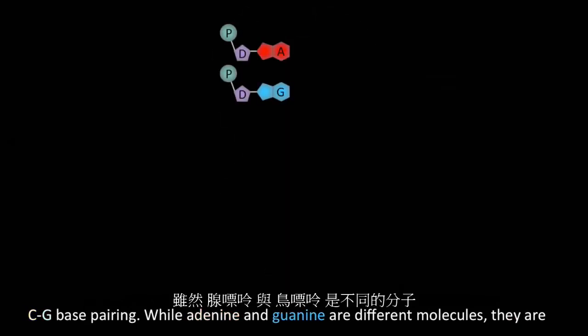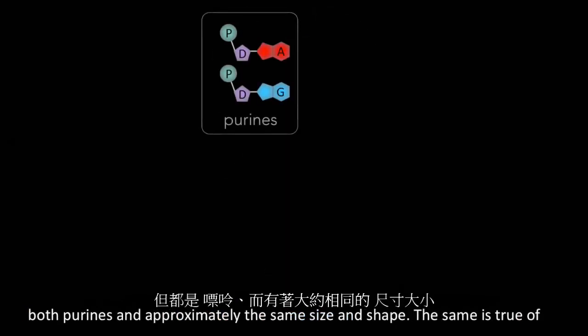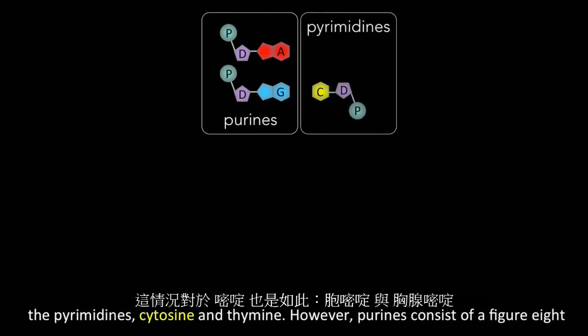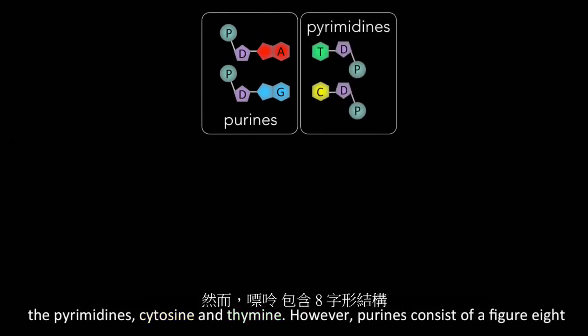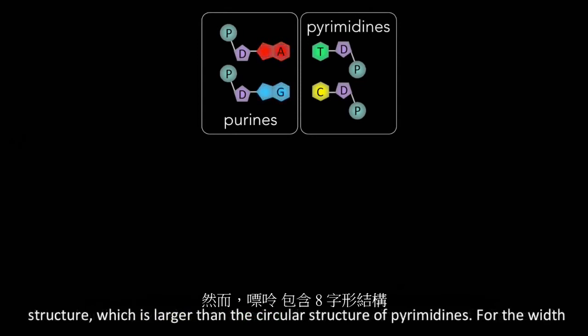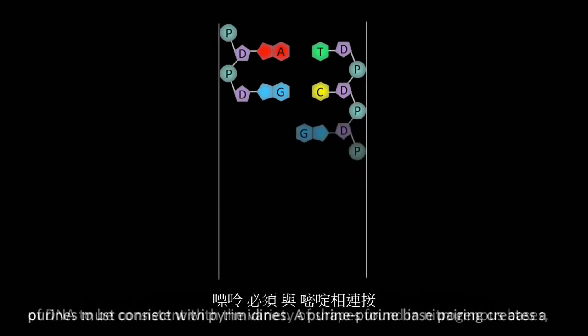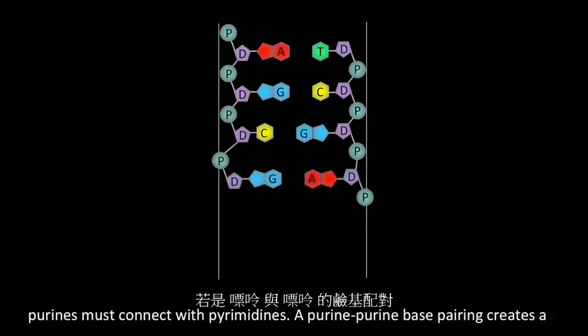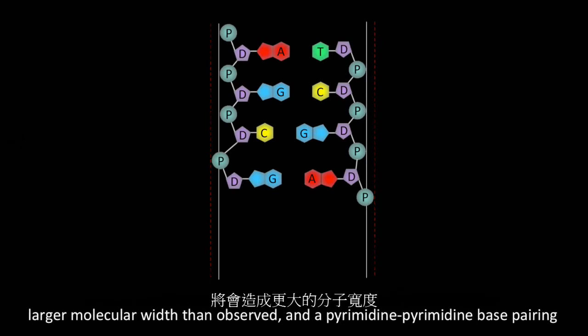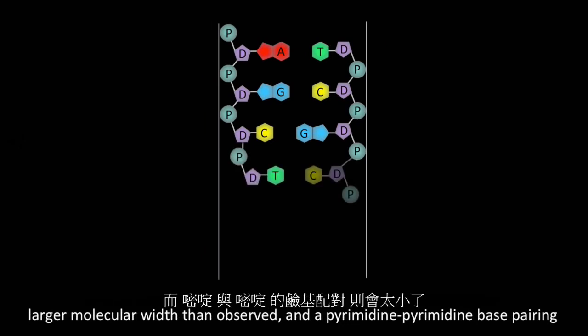While adenine and guanine are different molecules, they're both purines and approximately the same size and shape. The same is also true of the pyrimidines, cytosine and thymine. However, purines consist of a figure 8 structure which is larger than the circular structure of the pyrimidines. For the width of DNA to be consistent with the variety of shapes found in the nitrogenous bases, purines must connect with pyrimidines. A purine-purine base pairing creates a larger molecule width than observed, and a pyrimidine-pyrimidine base pairing would be too small.